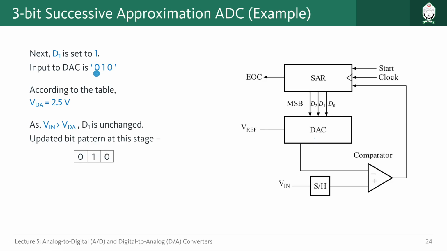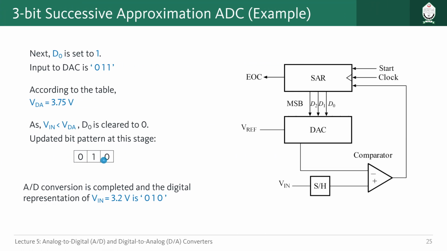So our guess was 0 1 0, we can keep it to this value. After the second step the resulting bit pattern is 0 1 0. So we will start with the third step. In the third step, we will try to modify the least significant bit D0. We will keep it at 1, so the corresponding bit pattern is 0 1 1.